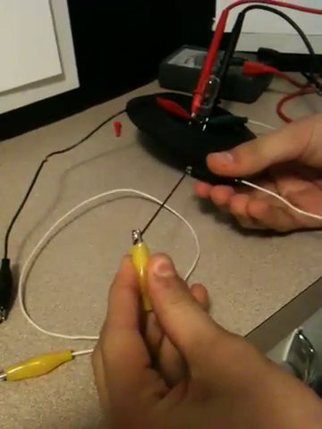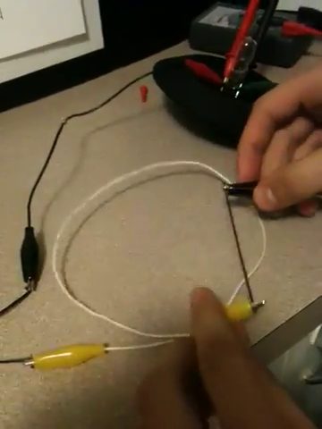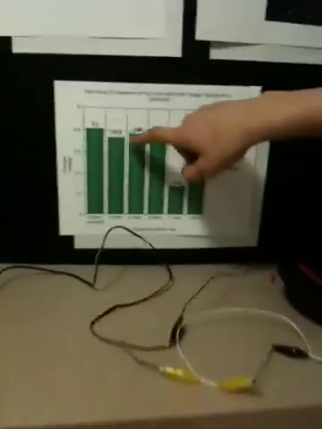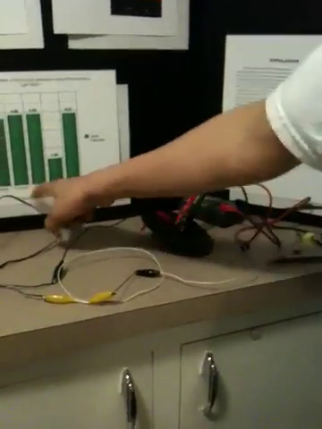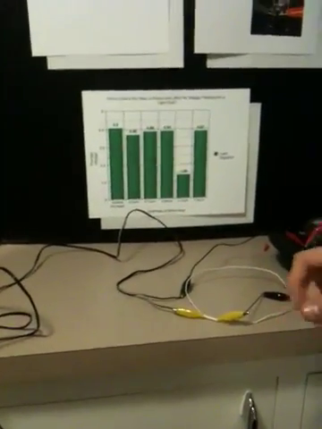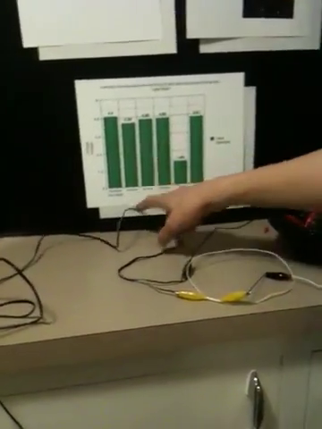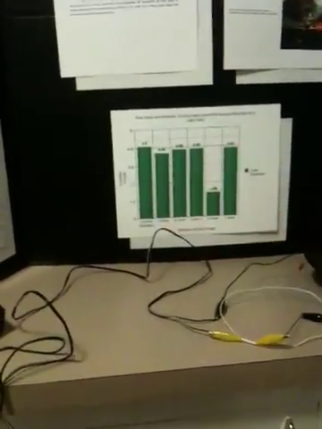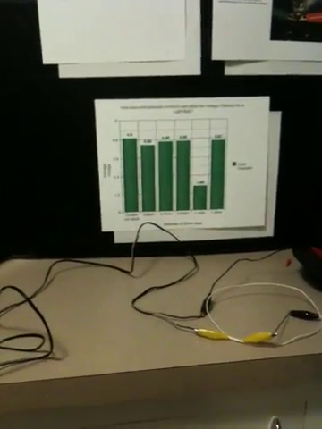It would be like this, and so now the electricity is flowing through the lead and into the bulb, and that affects the voltage going into the bulb. And as the diameter increased, the voltage was relatively the same, but as you can see, from 0.5 to 0.7 it increased about 0.2 volts.